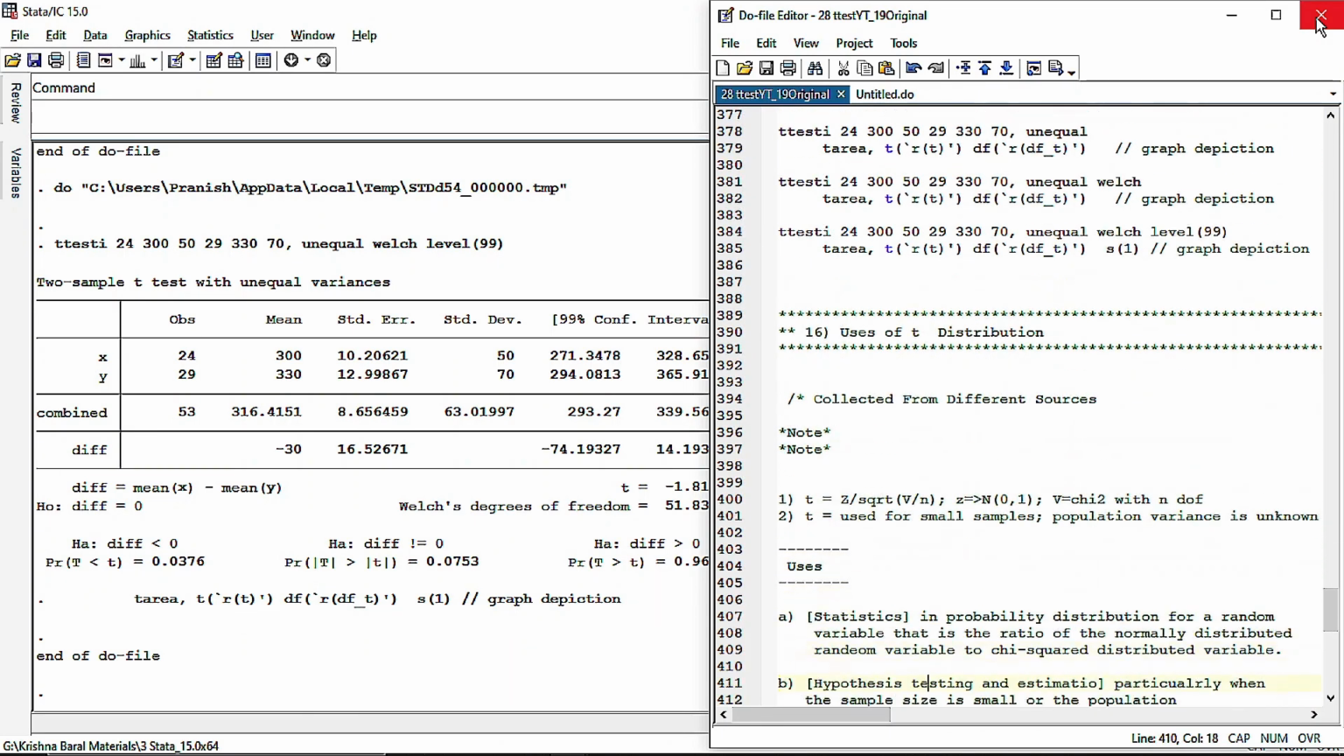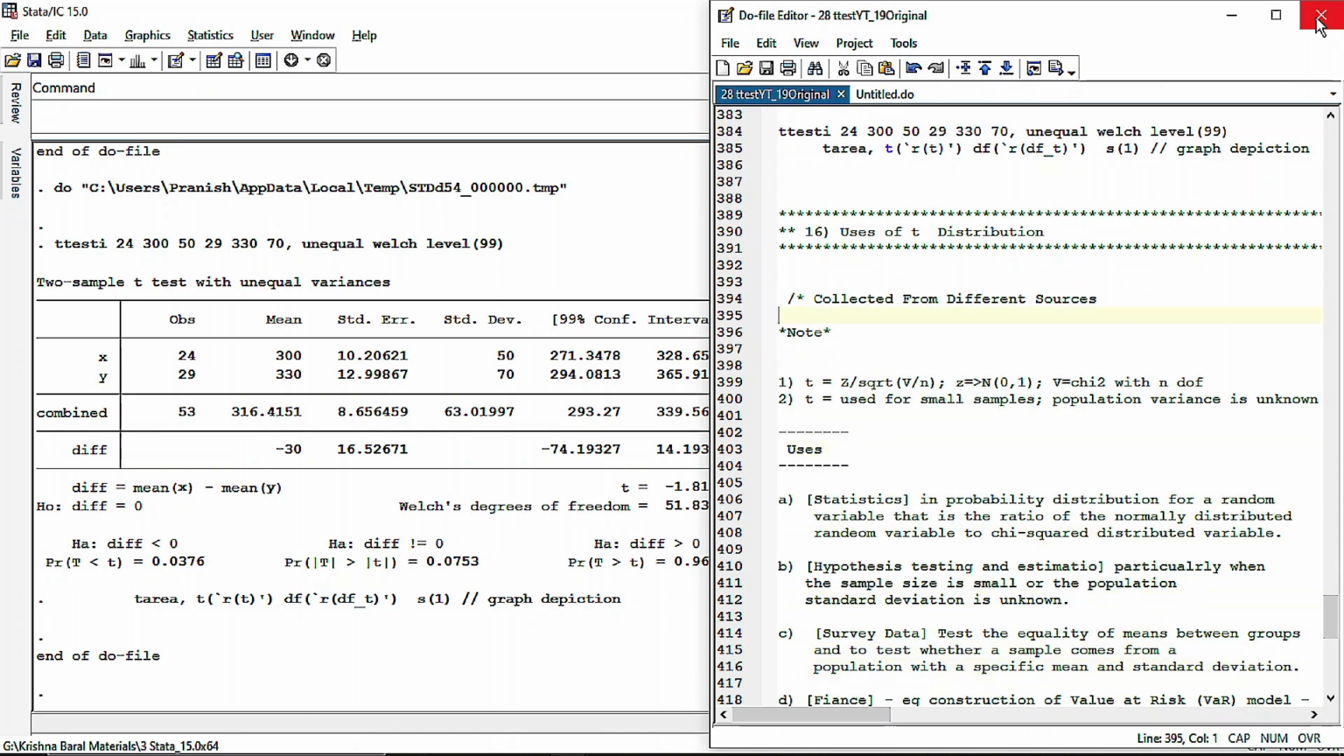Now let us see some of the properties and uses of the t-distribution, which I have collected from different sources, so we can calculate the value of t. Actually, t is the ratio of a standard normal variable divided by the square root of a chi-square variable with n degrees of freedom. Similarly, the t-distribution is used to model the case of small samples and when the population variance is unknown.